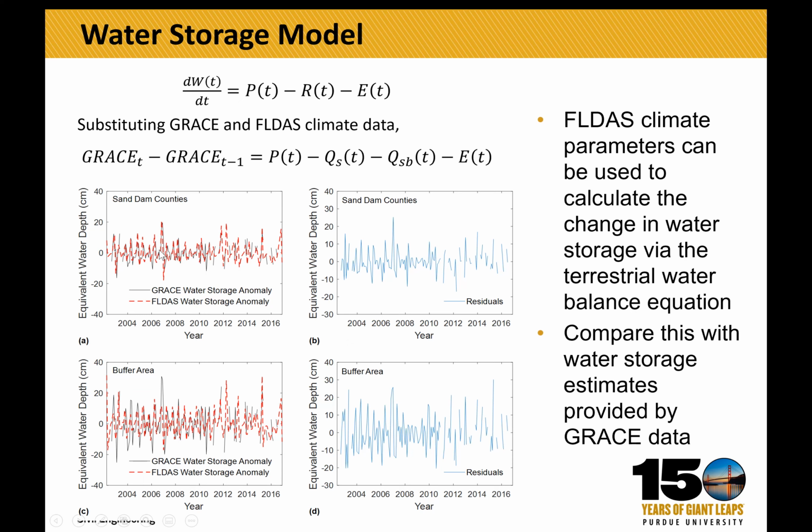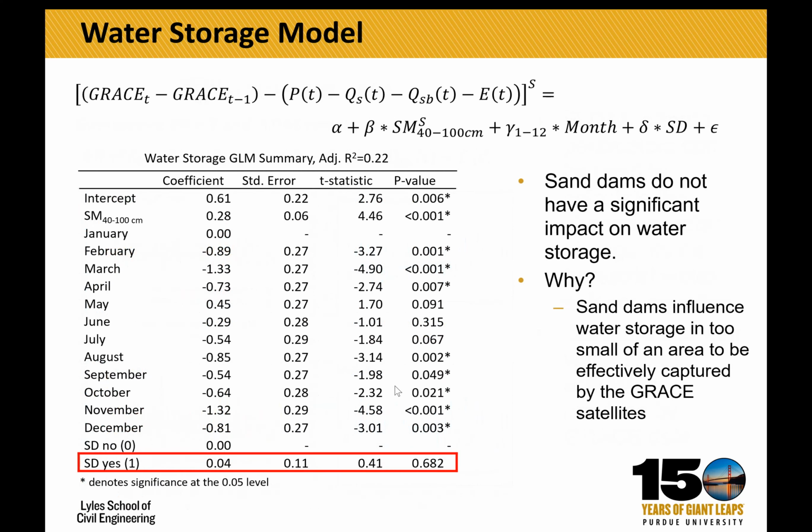So what you see in these plots, there is sand dam counties, then there is buffer area. So if the sand dams are impacting an area, that area should influence not just where the sand dam is, but the surrounding area also. So what you see in this is that the dynamics that this equation that you see on top is creating is matching with the dynamics that we get from GRACE. The question then is the amount relating to what we see in the GRACE data and the model.